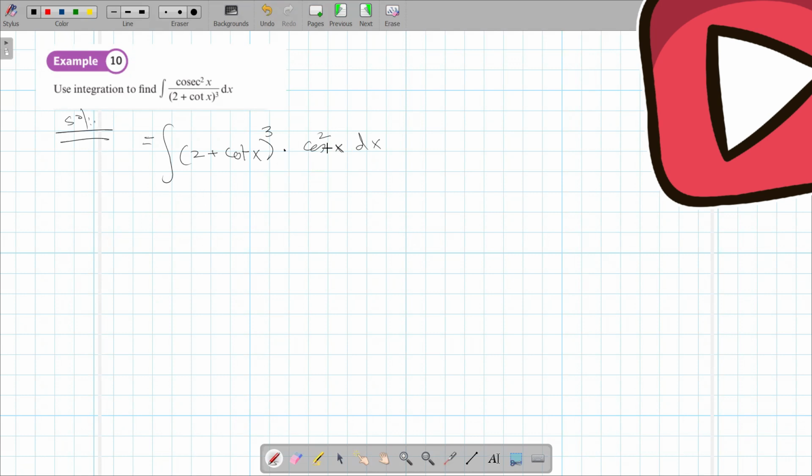So you see, what is the function inside the exponent? This is the function, right? So what is the derivative of this function? It should be present here. Is it present here? It's negative cosec squared. Almost. What is missing? The negative sign is missing. So we will multiply negative 1 outside and inside. So the derivative will be present then.